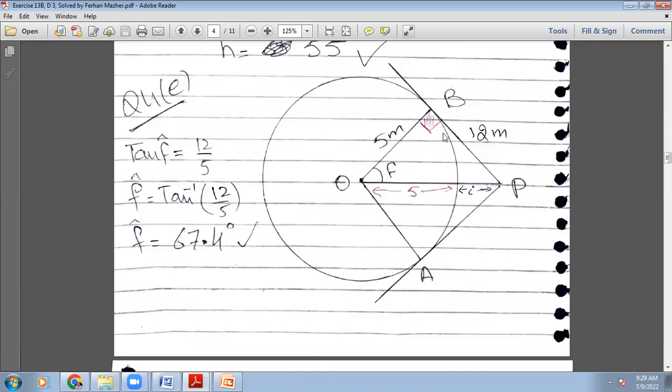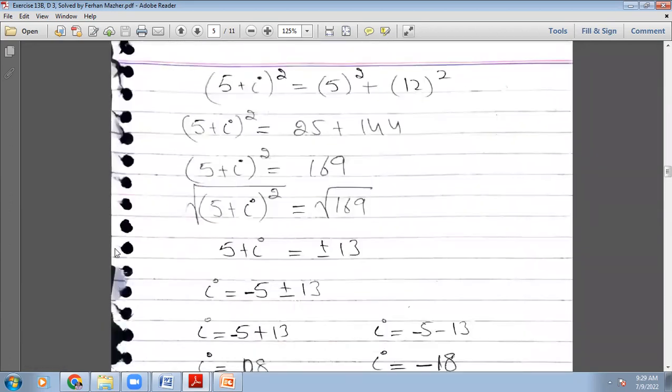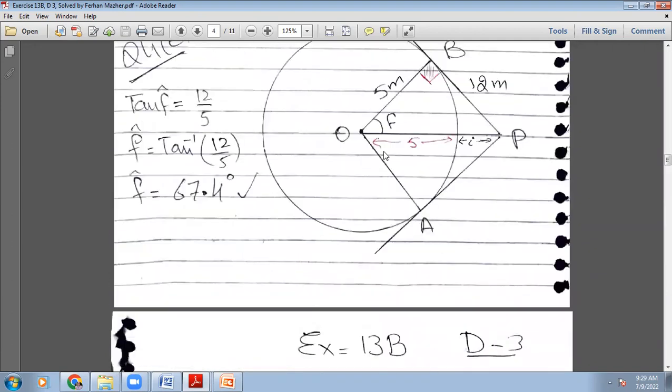Okay. Now they want you to find out this. From here to here, it is radius. This is 5 meter. That's the radius. Here it is I. This is 12. So this is 5. This is 5 plus I. This is 12. It's a right angle triangle. We can apply Pythagoras. So here you can see I have applied 5 plus I whole square is equal to 5 square plus 12 square.